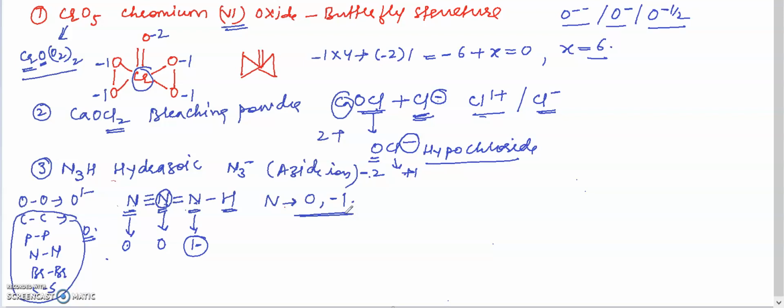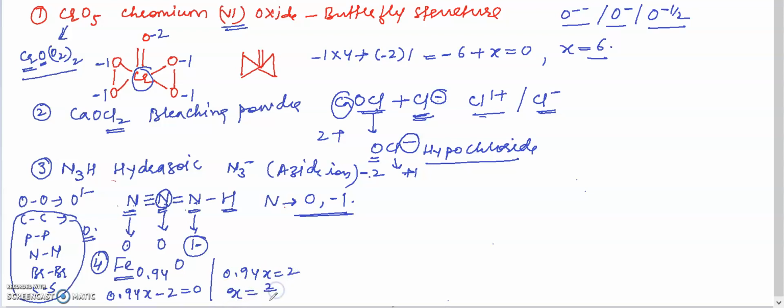Now see the next compound, Fe0.94O. In this, what oxidation state is Fe showing? So 0.94x minus 2 is equal to 0. So 0.94x is equal to 2. So x is equal to 2 upon 0.94. If we remove the decimal, this will become 200 upon 94.